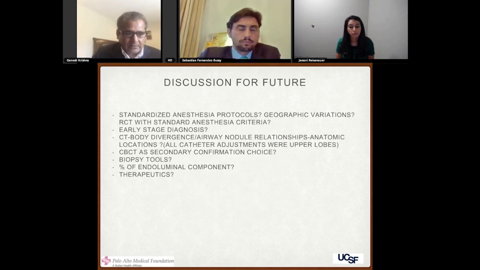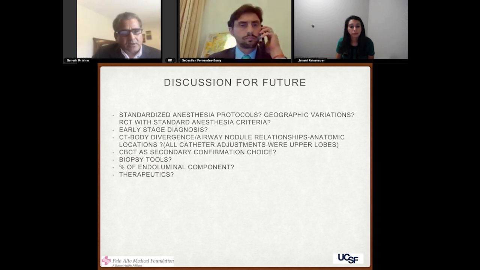Procedures that the user can use to access the nodules. So these are the discussions for future. Do we use standard anesthesia protocols? Is there going to be geographic variation? Should this anesthesia protocol be based on BMI of a patient? Should we do a randomized controlled study with standard anesthesia criteria?